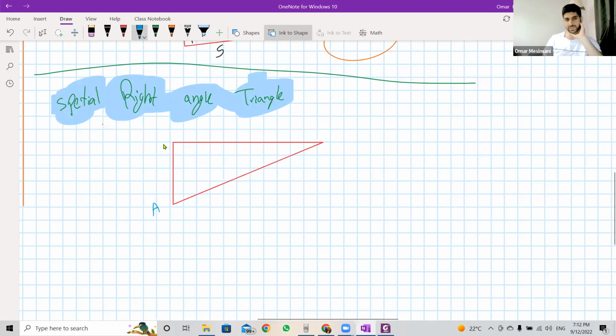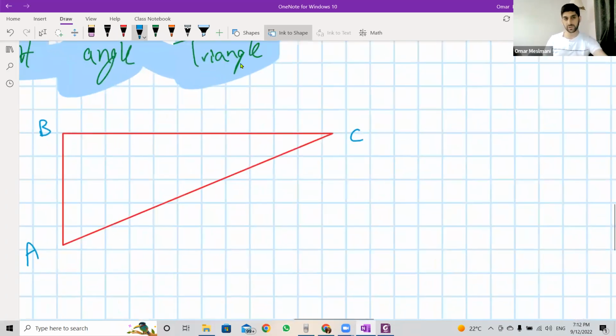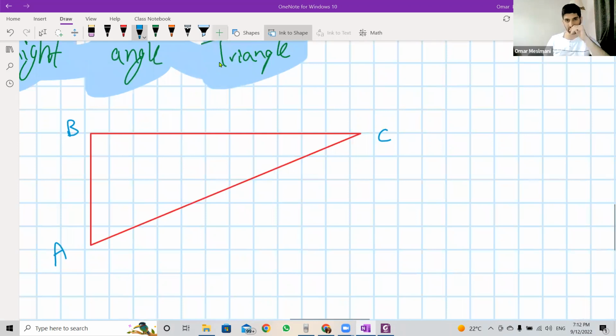If I have a triangle ABC, you can create as much as you want inside the sides. Now this is 90 degrees. Why is this triangle special? This triangle is going to be special if and only if this angle is 30 and this angle is 60. Now you have to stay with me for this.